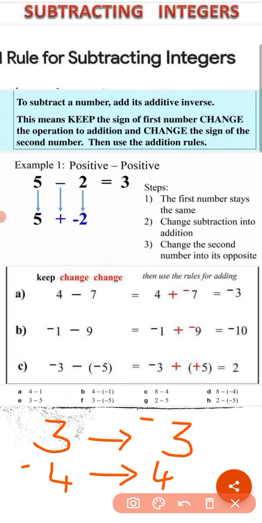Okay. This means keep the sign of the first number, change the operation to addition, and change the sign of the second number, then use the addition rules. This is the rule for subtracting integers. That is, keep the sign of the first number. That means the first number stays the same. Then change the operation to addition.